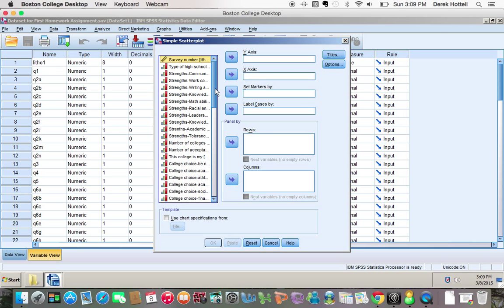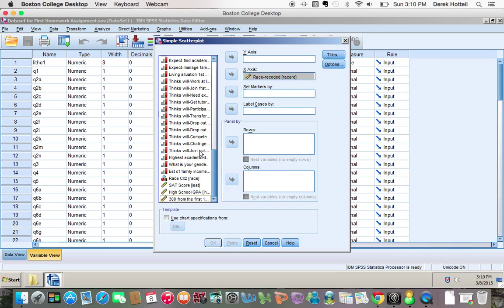Let's look at nominal data, so that would be race, and let's use that as our x-axis. Then let's use joining a cultural club, which would be ordinal level data. Normally we'd want to have a title, but this is just an example, so I'm not going to worry about that for now. And normally we'd want to paste it so we have syntax that we can use later. But once again, this is just an example to show you why we wouldn't want to do a correlation.